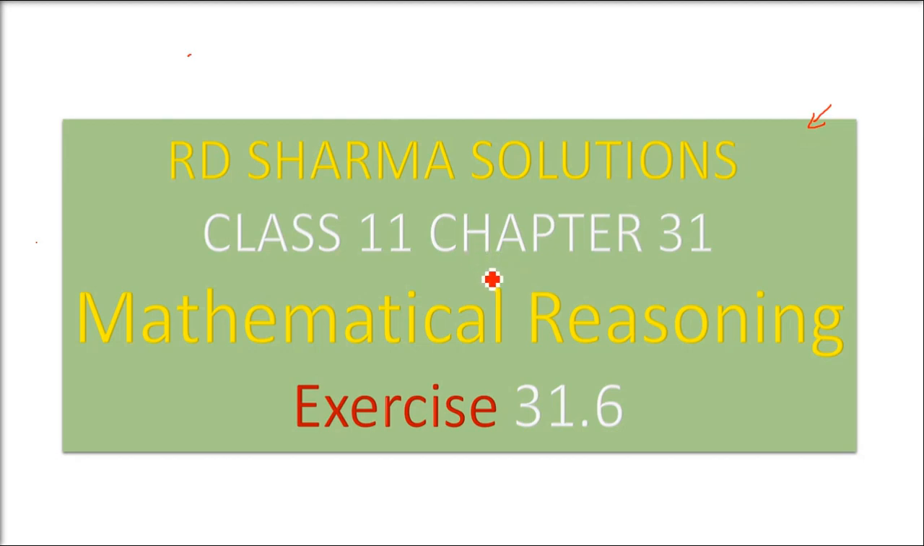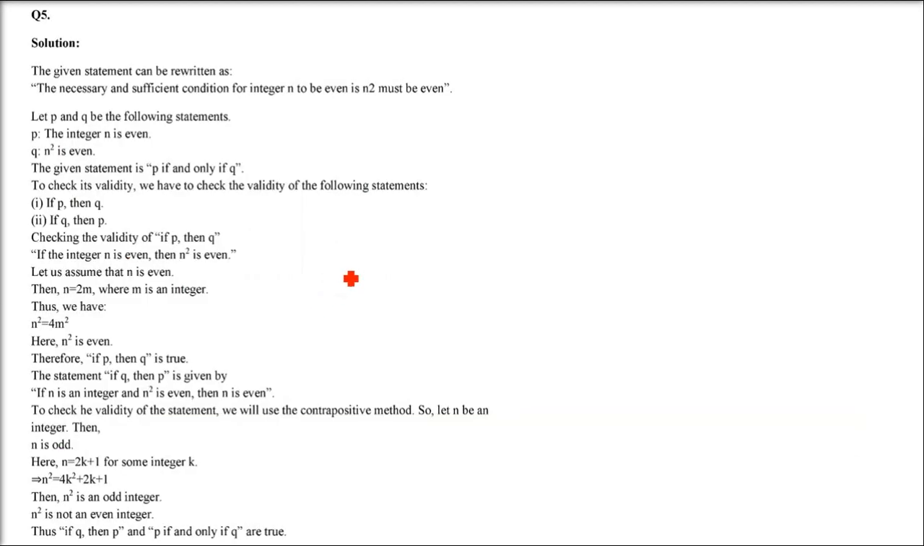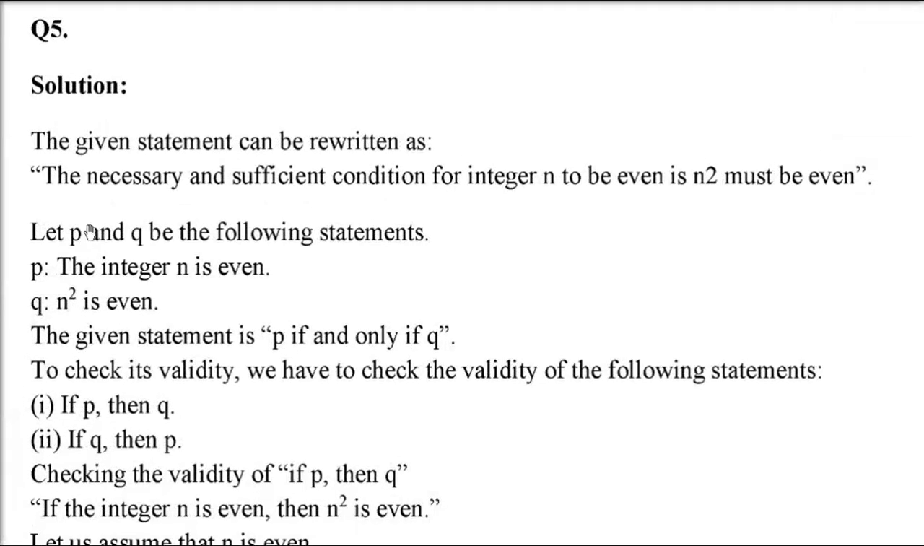This is R.D. Sharma's solution, class 11, chapter 31, mathematical reasoning, exercise 31.6. Now, this is question number 5. Show that the following statement is true. The integer n is even if and only if n square is even. This is the statement. So this is if and only if.